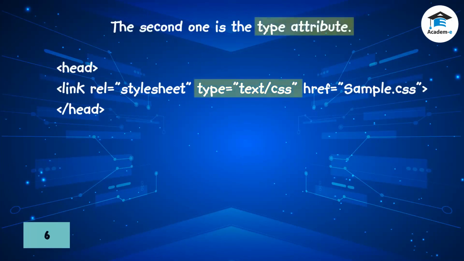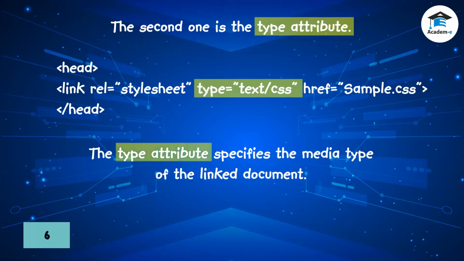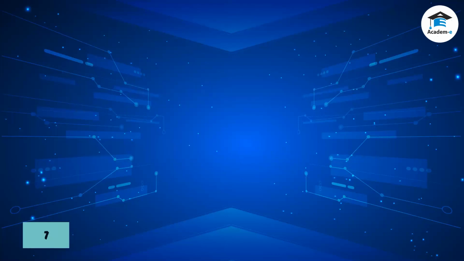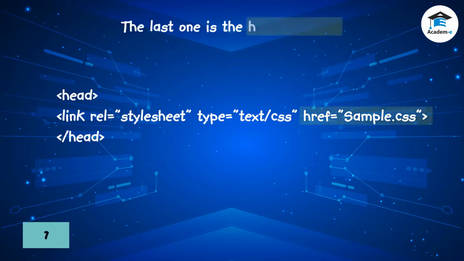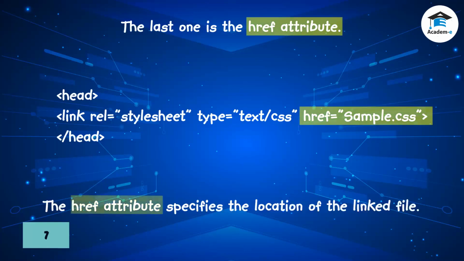The second one is the type attribute. The type attribute specifies the media type of the linked document. In our example, the linked file is a CSS file, which is why the value of the type attribute is text/css. The last one is the href attribute. The href attribute specifies the location of the linked file. In our example, the linked CSS file is named sample.css.